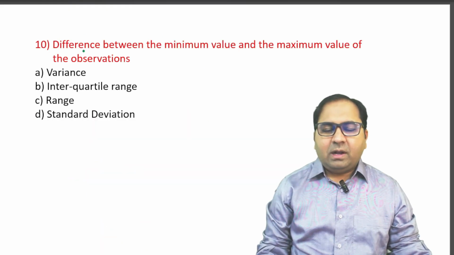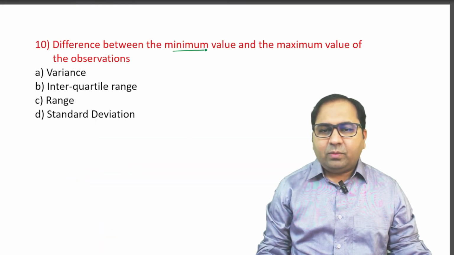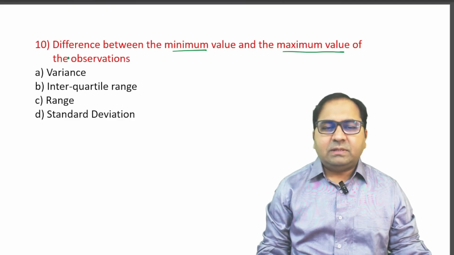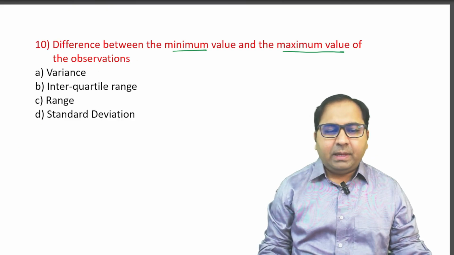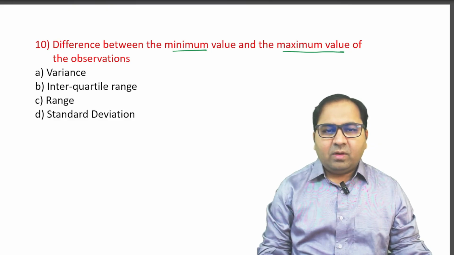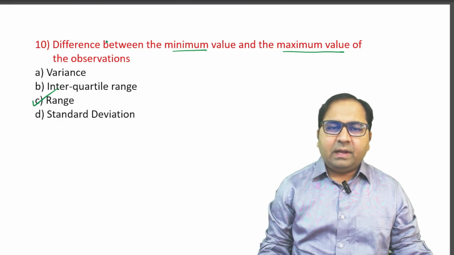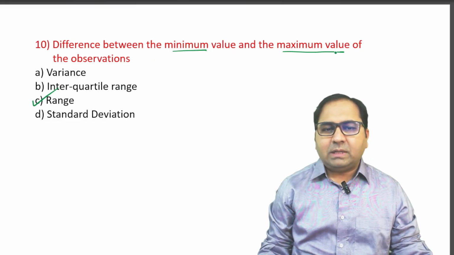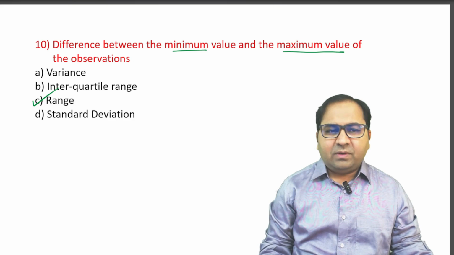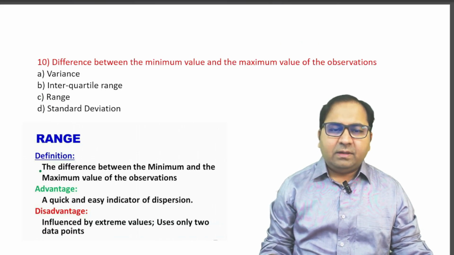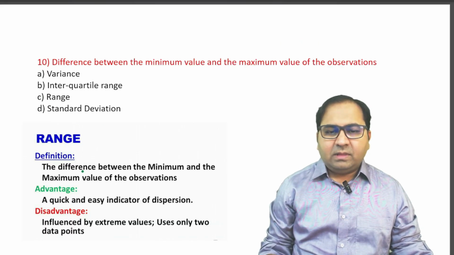Next question. The difference between the minimum value and the maximum value of observations is called what? The options are A, variance, B, interquartile range, C, range, or D, standard deviation. The answer is C, range. Range is defined as the difference between the minimum and the maximum value of observations.